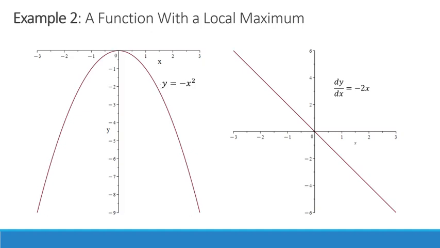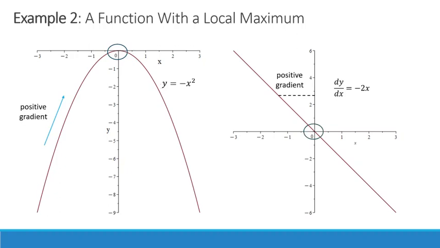On the left at the stationary point, minus x squared is increasing, so we have a positive gradient, which corresponds to the graph of the gradient being positive for negative values of x. At x equals 0, we have the stationary point on y equals minus x squared, which corresponds to where the gradient graph crosses the x-axis.